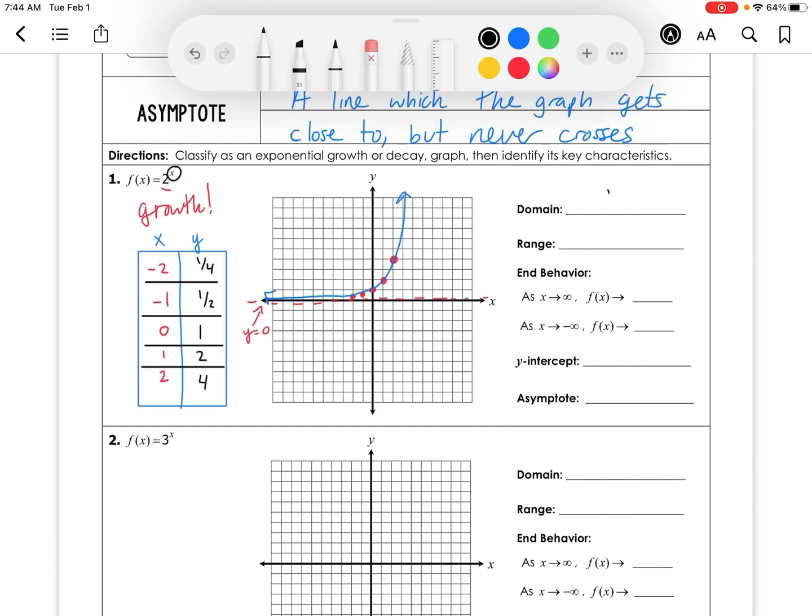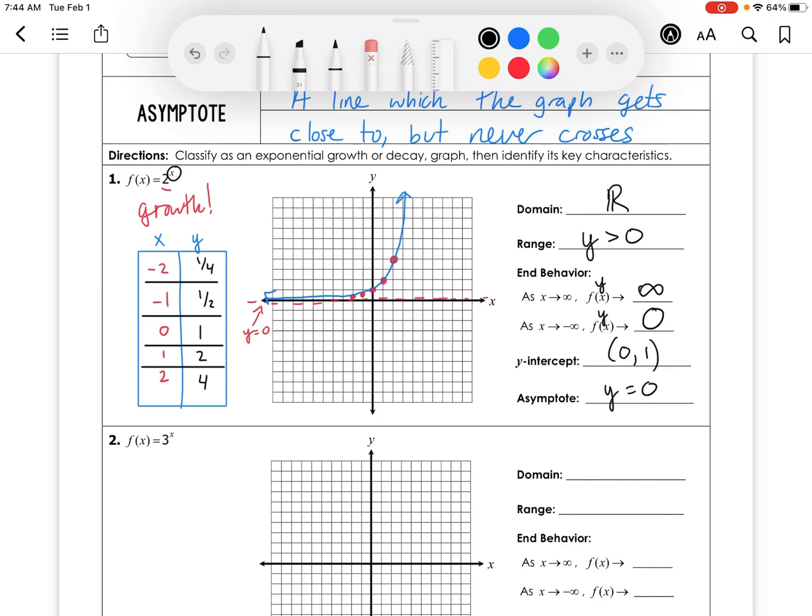The domain will be all real numbers. The range is everything bigger than 0. Notice how it's not equal to. And behavior, as x goes to positive infinity, the graph's going to positive infinity. As x goes to the left, the graph is actually approaching 0. Because remember, these are like the y values. You're looking to see where the y values are going. There is a y-intercept at 0, 1. And like I said before, the asymptote is that horizontal line at y equals 0.